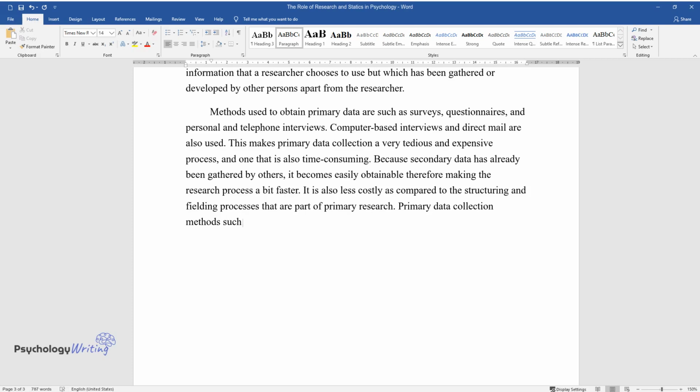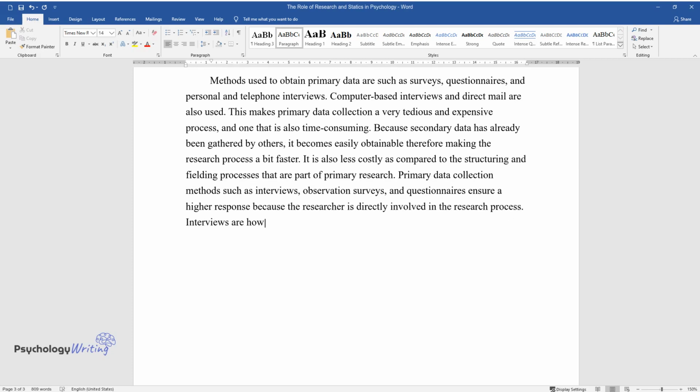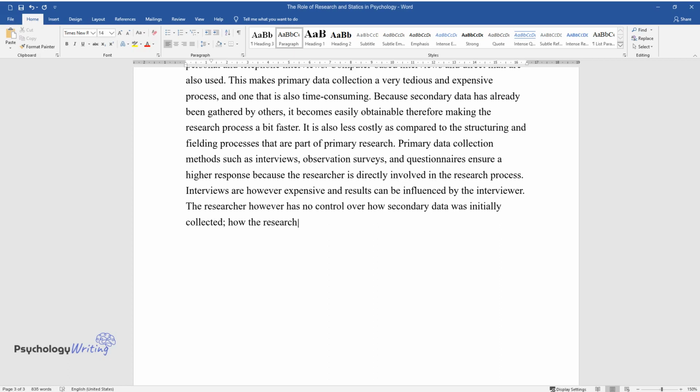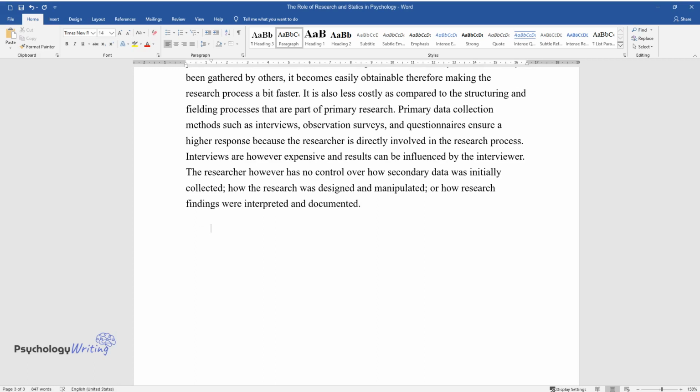Primary data collection methods such as interviews, observation surveys, and questionnaires ensure a higher response because the researcher is directly involved in the research process. Interviews are, however, expensive and results can be influenced by the interviewer. The researcher, however, has no control over how secondary data was initially collected, how the research was designed and manipulated, or how research findings were interpreted and documented.